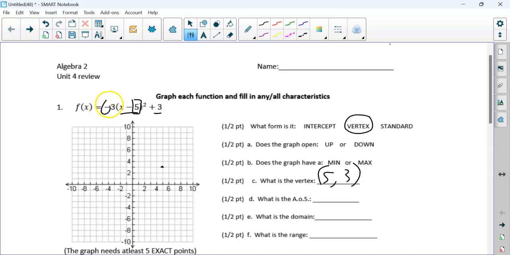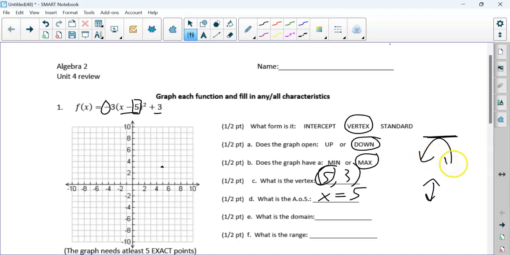We know this is a negative, so it's a sad parabola, so it is going down. If it's going down, that means it's going to have a maximum. The axis of symmetry, remember, is always an x equals vertical line that goes to the x coordinate, so that's 5.